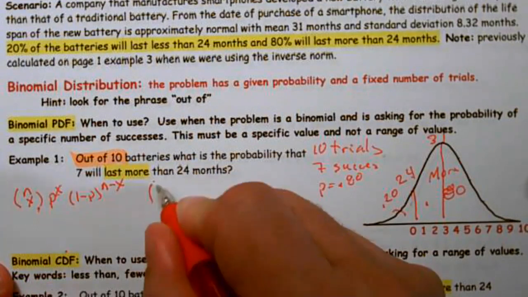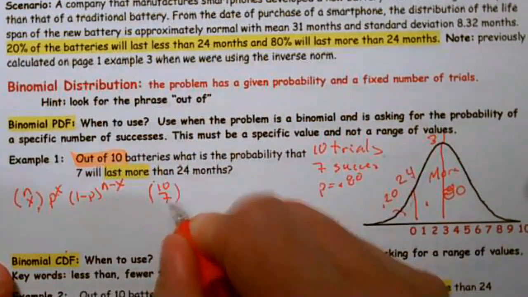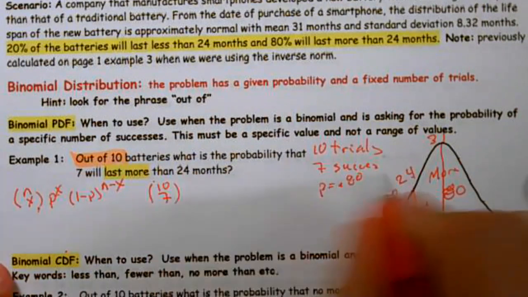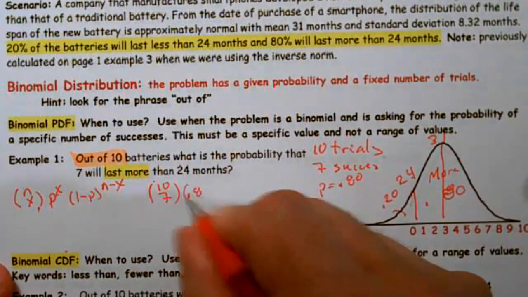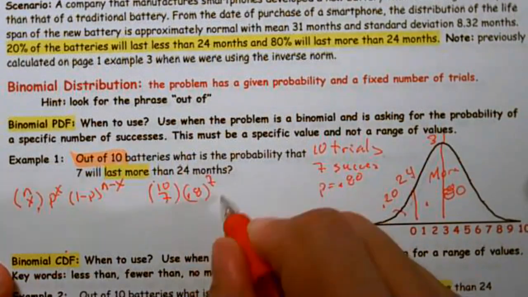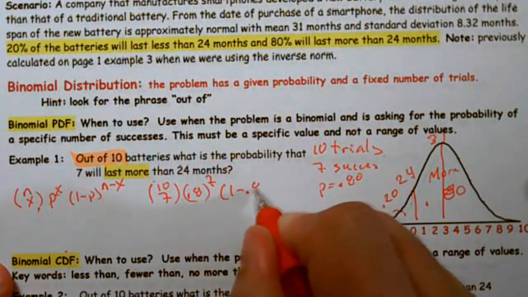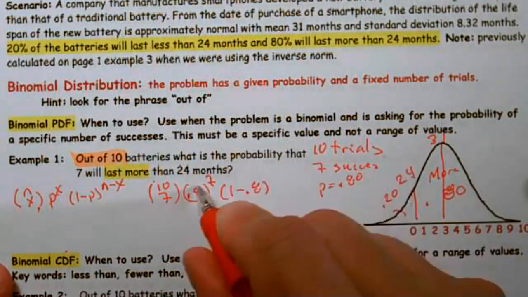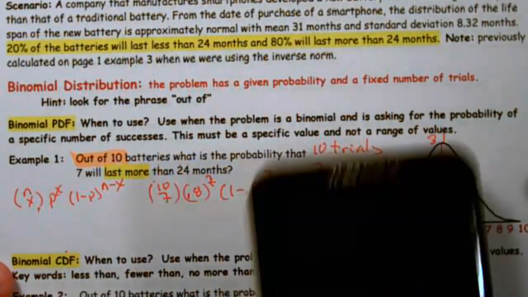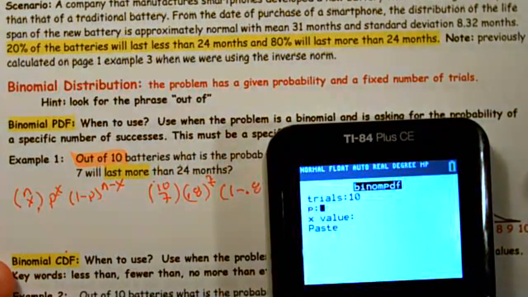The next thing I need to show is my plug-in, and I have to show this. 10 choose 7, my probability is 0.8, and we want 7 successes. 1 minus 0.8, and this is 10 minus 7, which is 3. I've now shown all the work that I need to show, and I can go straight to the calculator.